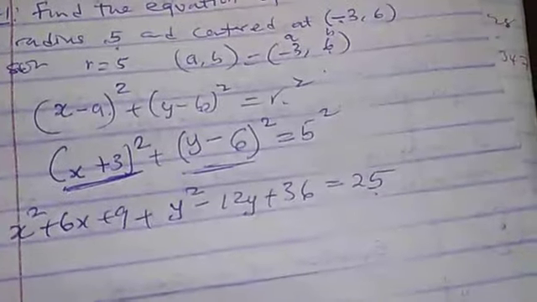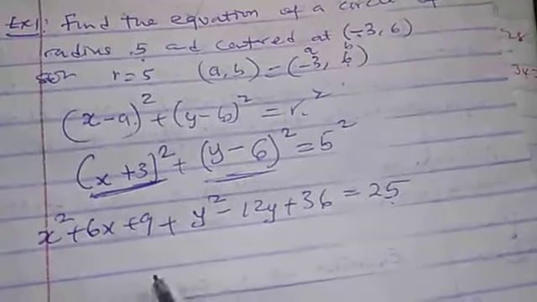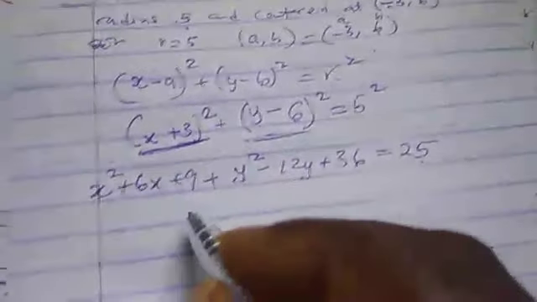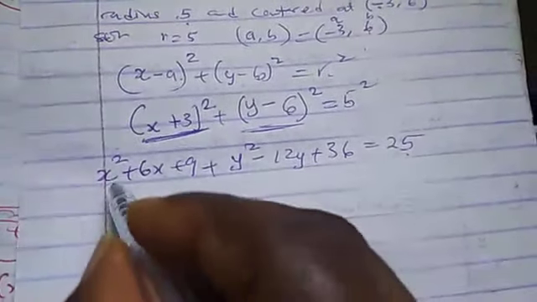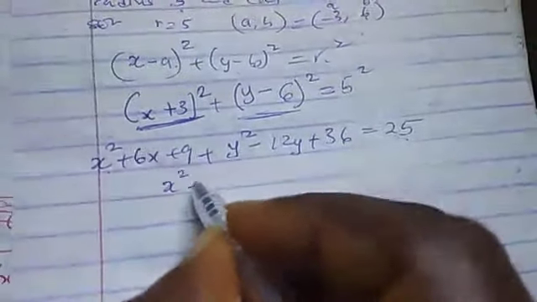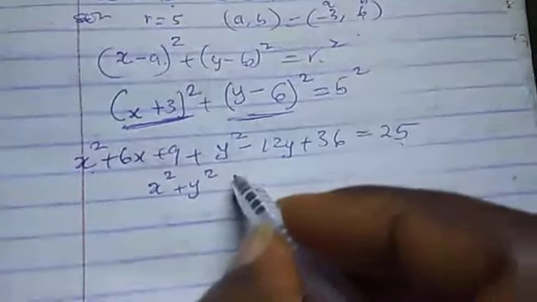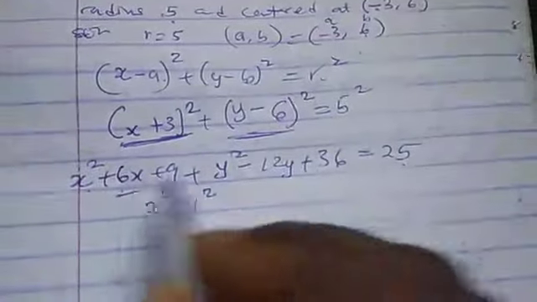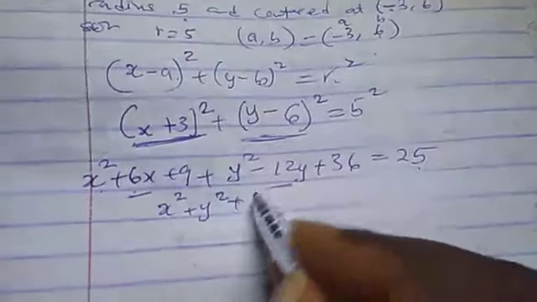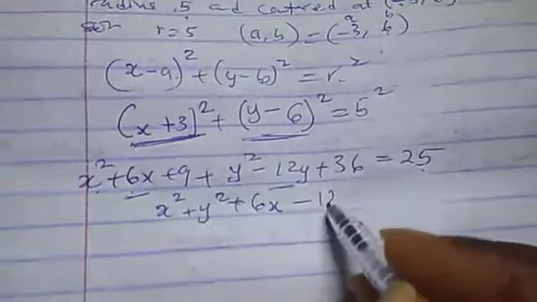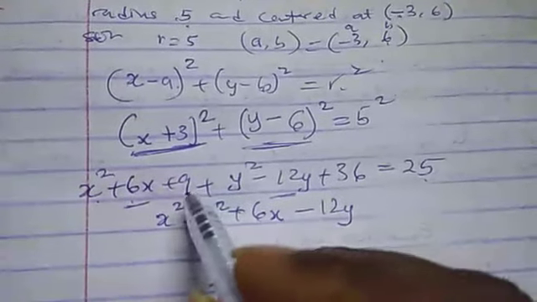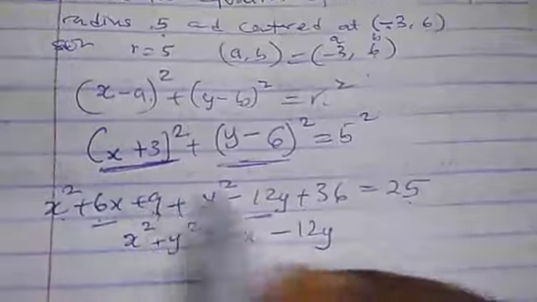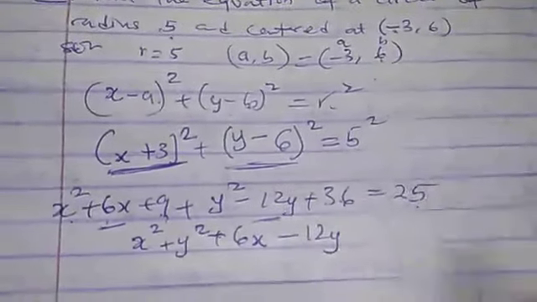Now, we have expanded the expression. To get the final expression of a circle, how do we normally write it? You take the squares first, x squared and y squared. Secondly, you take the linear terms, the x and the y. Now, the last one is the constant. The constant will now be 9 plus 36 minus 25.